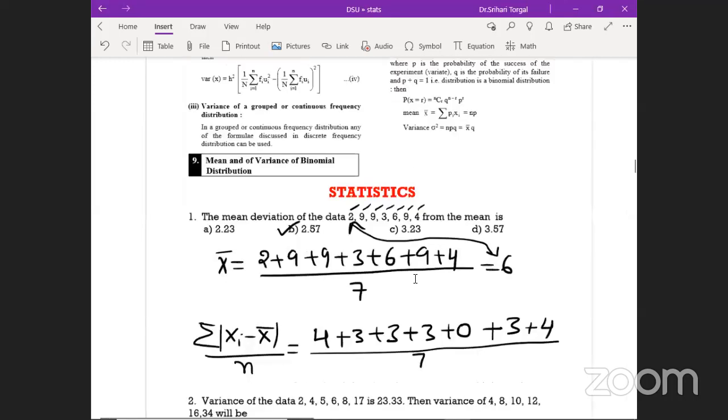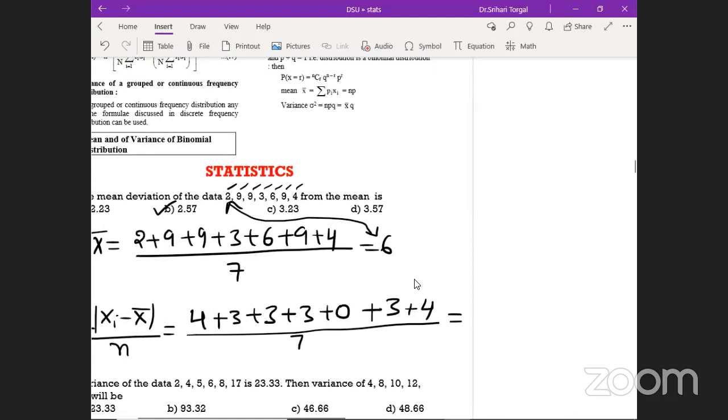Okay. Now, which is equal to 3 plus 3 plus 3 plus 3. How much? It is 12 plus 8, 20, divided by 7. 7 2s are 14. Is that right? Twenty by 7, 2.57.